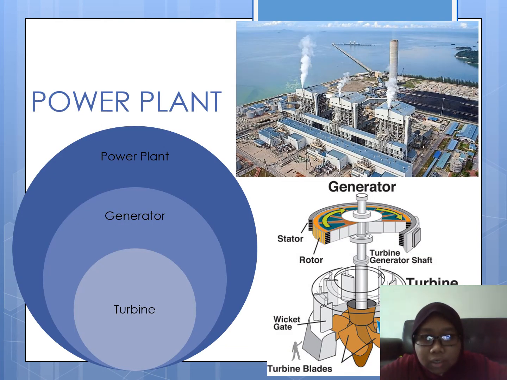Okay, then we have the overview of the power plant. Inside the power plant, the second important part is the generator, and then the turbine. Okay, so these are examples of how the generator looks like. So we have the water flow inside the turbine and make the turbine blades move, and then the turbine is combined or connected to the turbine generator shaft.